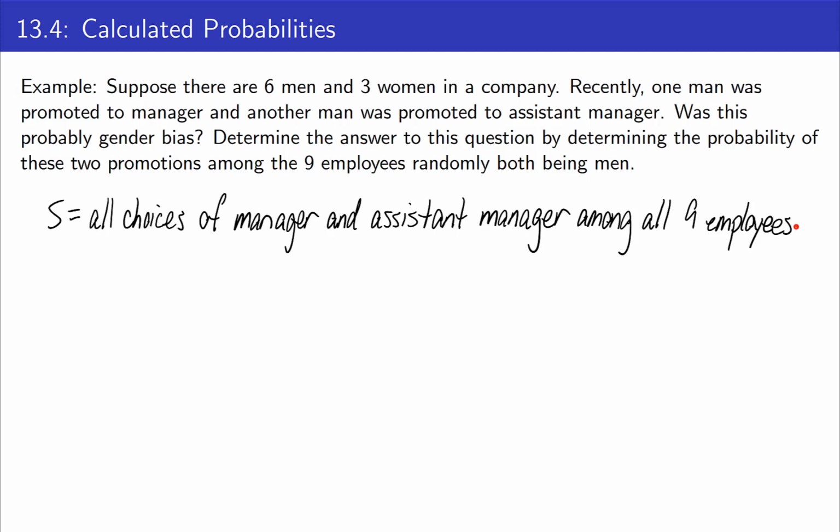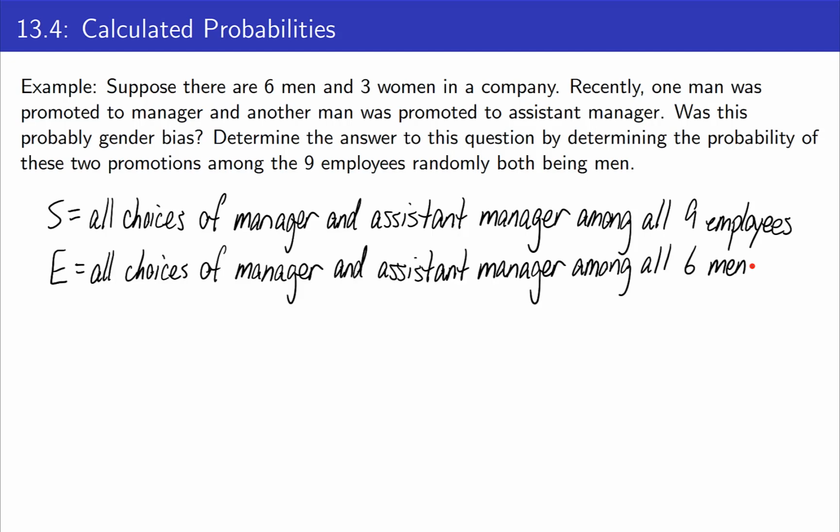In order to do a meaningful probability, we're going to let the sample be all possible choices of manager and assistant manager among all 9 employees. And we want to know the probability that among all of these choices, they came from the men. That's going to be our event. Now that we have this in place, we're going to use our counting techniques to try to figure out the sizes of both the E and the S.